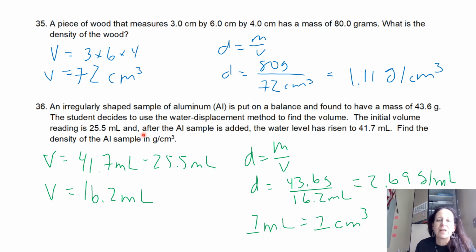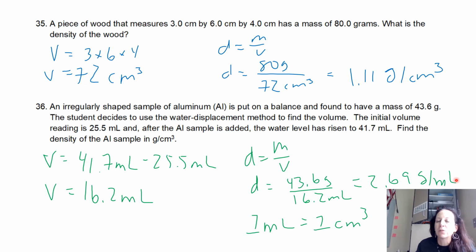This, we have some kind of thing that's irregularly shaped, so you can't use a formula. So they're doing the water displacement. To find the volume, you would have to take the larger volume minus the smallest volume. That'll give you the volume of what was added. So that is 16.2 milliliters. We know it's 43.6 grams. So density is mass over volume, 43.6 grams divided by 16.2 milliliters, which gives us 2.69.